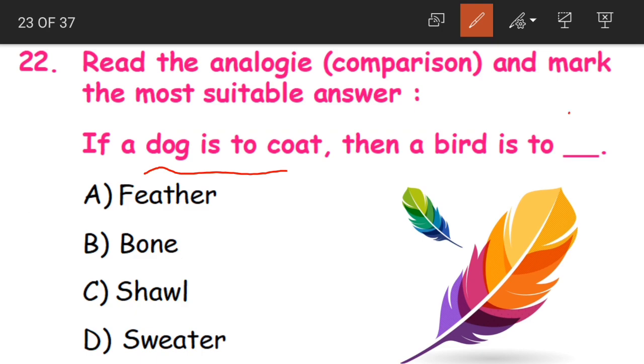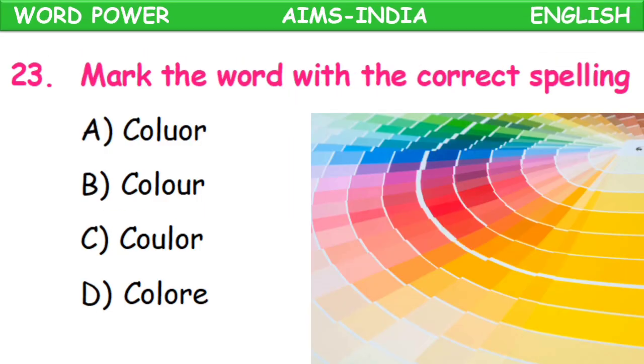Then what are we going to use from a bird? Then a bird is to what? So feather, bone, shawl, or sweater. Answer is feather. Now we also use bird feathers to make some articles, some objects.